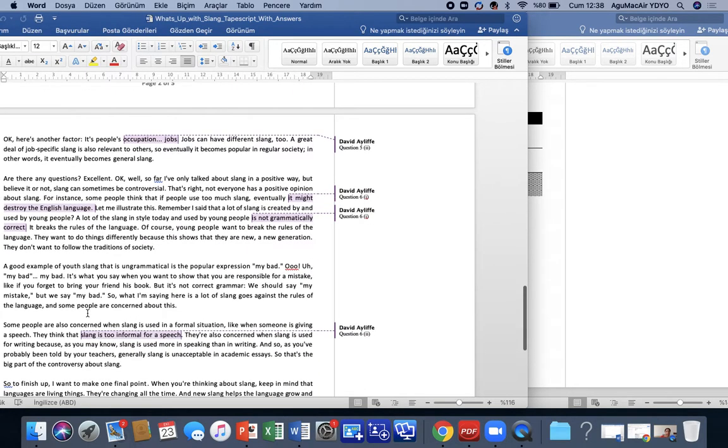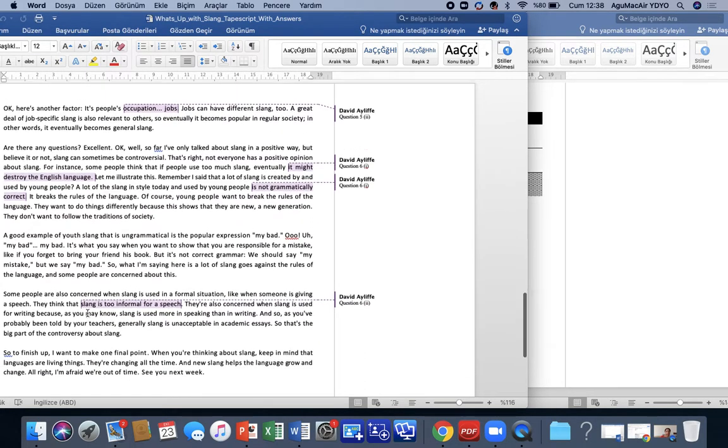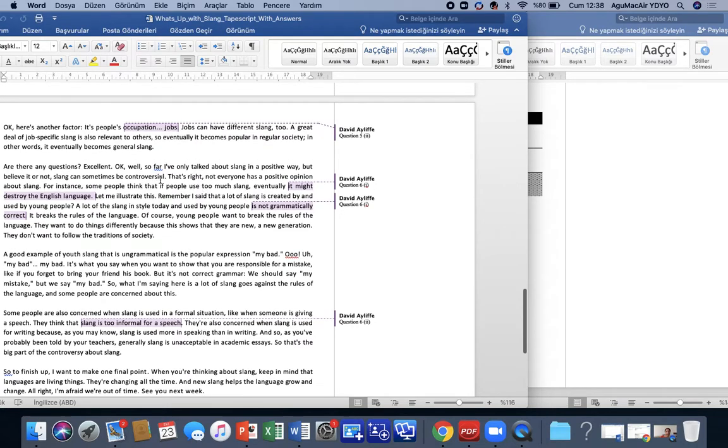Okay, let's find the problems. Here, slang can be sometimes controversial. So not everyone has a positive opinion about slang, right? So the problem is coming. It might destroy the English language. So some people think that it might destroy the English language because it's not grammatically correct, right? Some people think it is not grammatically correct. Yeah, this is not grammatically correct, so it may destroy the English language. So this is one of the problems.